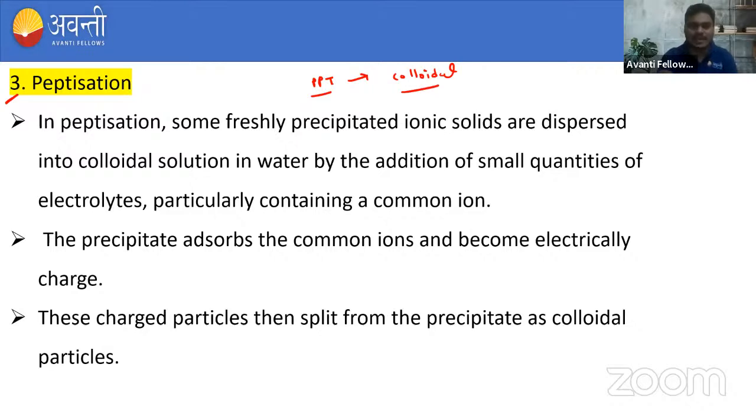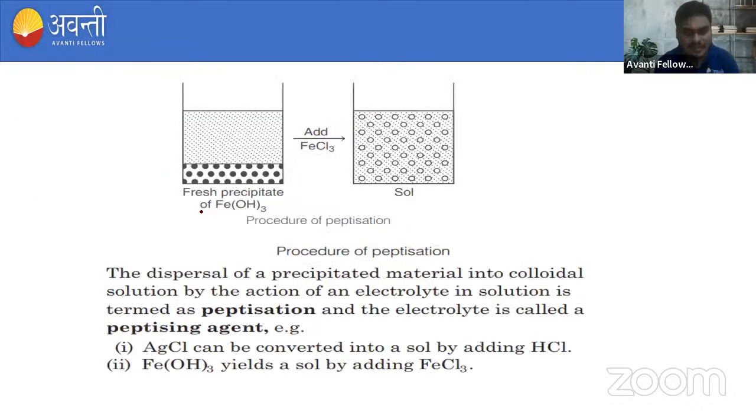By adding some suitable electrolyte. So here we have a fresh precipitate of FeOH3. Now we add FeCl3. Always use such an electrolyte in which some common ions are there, right? So this is the fresh precipitate of FeOH3. As we can see, this will settle down at the bottom. It will show that this is a precipitate in nature, right? That is a solid in liquid, an insoluble solid, so it behaves as a precipitate.